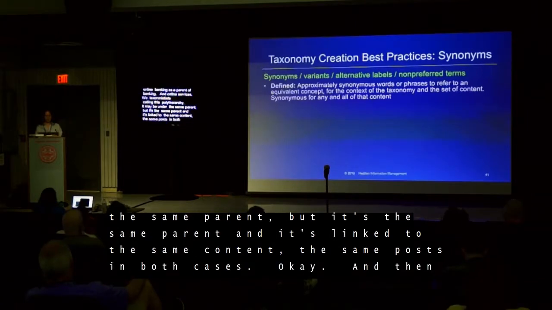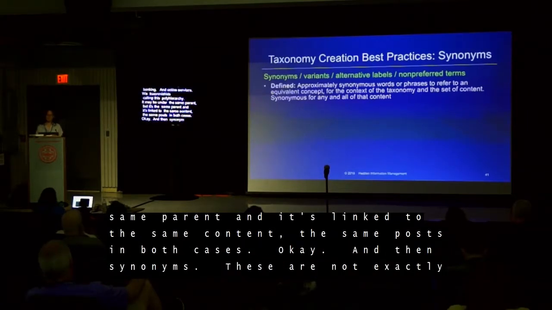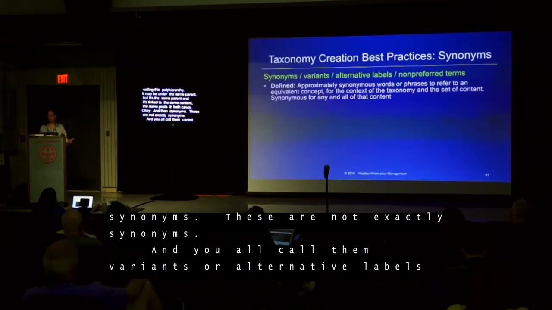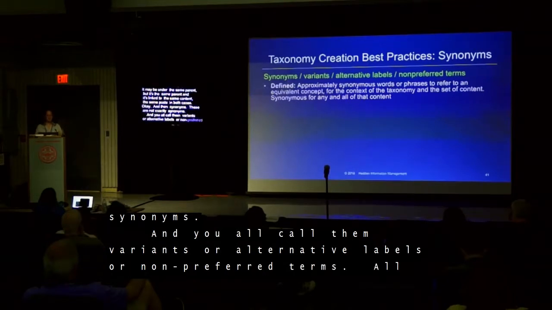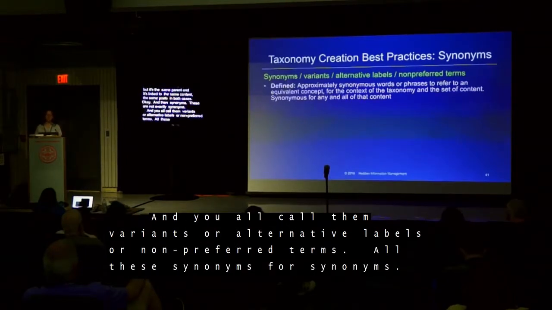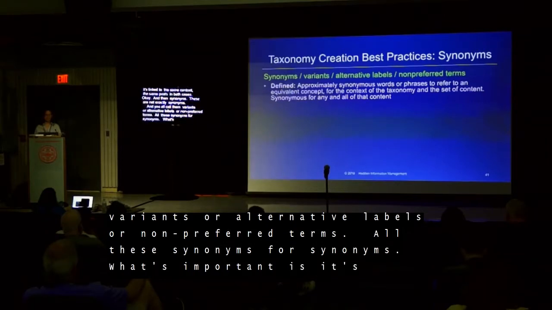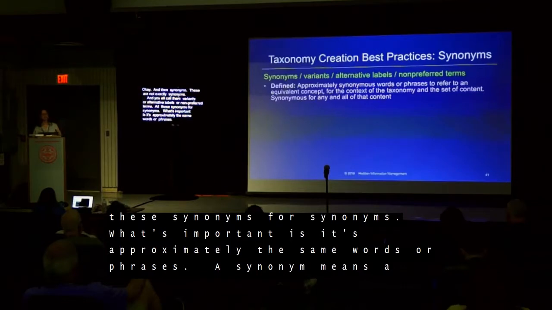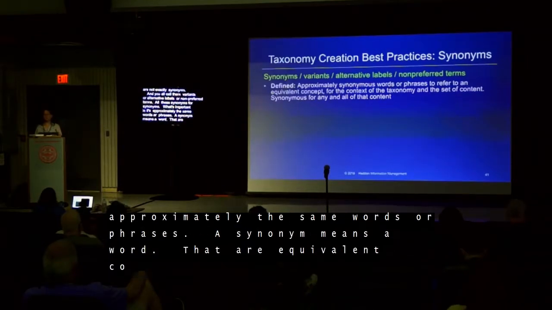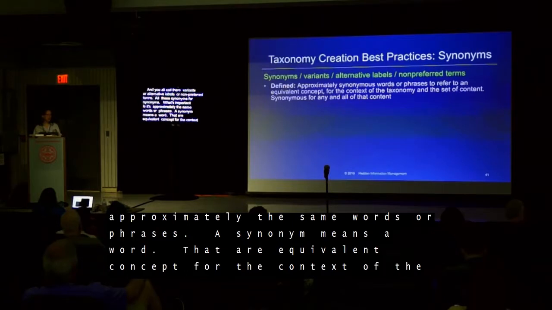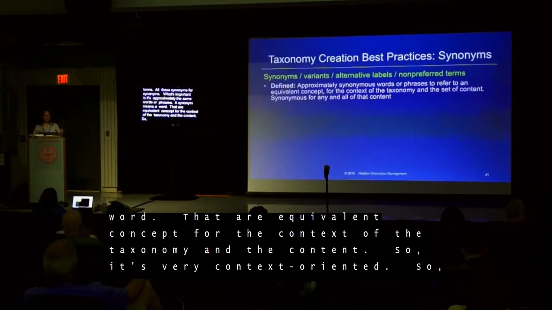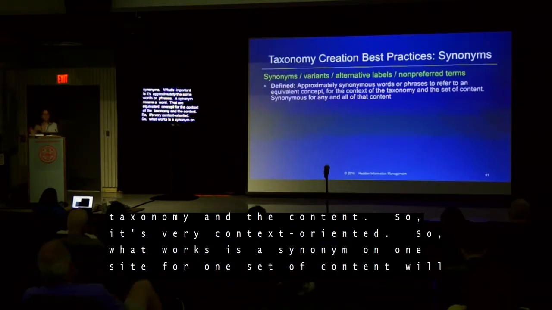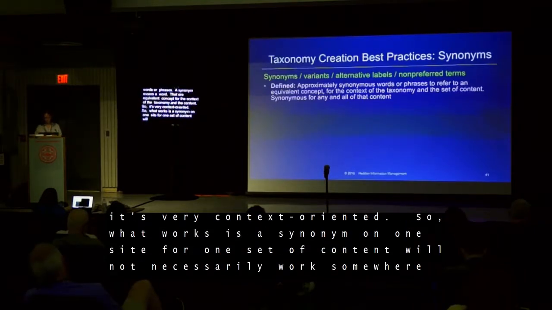Okay, and then synonyms. These are exactly synonyms. We also call them variants or alternative labels or non-preferred terms. I've got all these synonyms for synonyms. What's important is they are approximately synonymous words or phrases, and a synonym just means a word that refers to an equivalent concept for the context of the taxonomy and the content. So it's very context oriented. What works as a synonym on one site for one set of content will not necessarily work somewhere else.